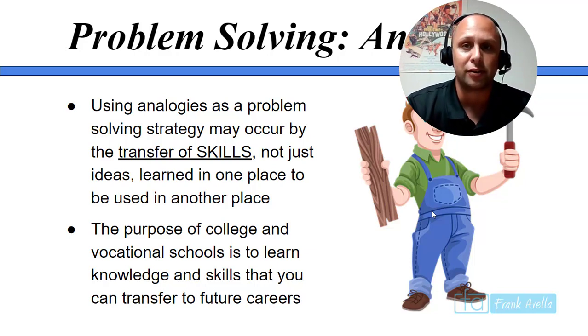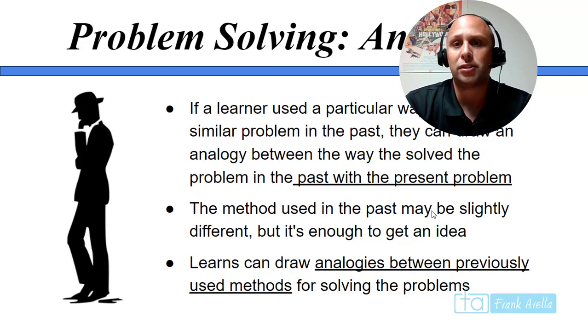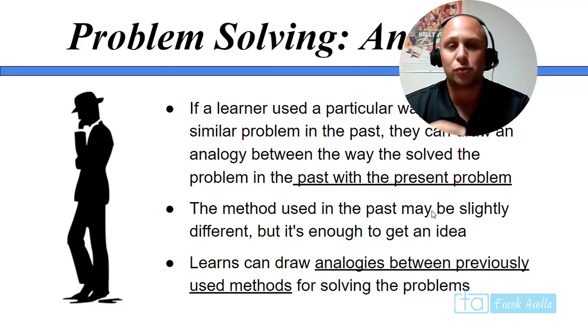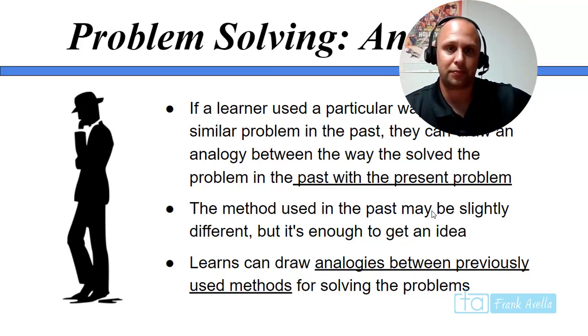So it's a transfer, right? Analogies don't have to just be a mental way to solve a problem. It could also be with skills. So if a learner used a particular way to solve a similar problem in the past, they can draw an analogy between the way they solved the problem in the past and the present problem. The method used in the past may be slightly different, but it could be enough to get an idea. Learners can draw analogies between previously used methods for solving similar problems.